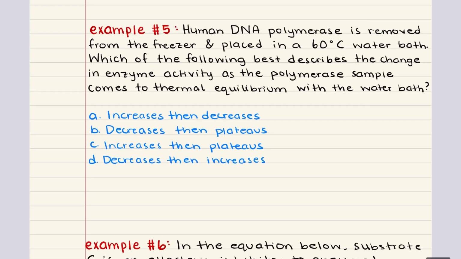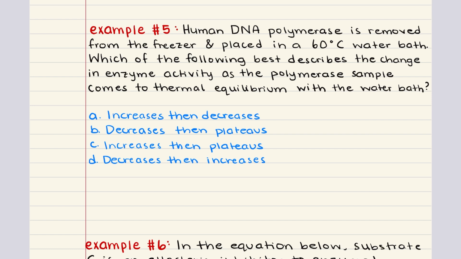Problem 5 says, human DNA polymerase is removed from the freezer and placed in a 60 degrees Celsius water bath. Which of the following best describes the change in enzyme activity as the polymerase sample comes to thermal equilibrium with the water bath? A says increases then decreases. B says decreases then plateaus. C says increases then plateaus. And D says decreases then increases.